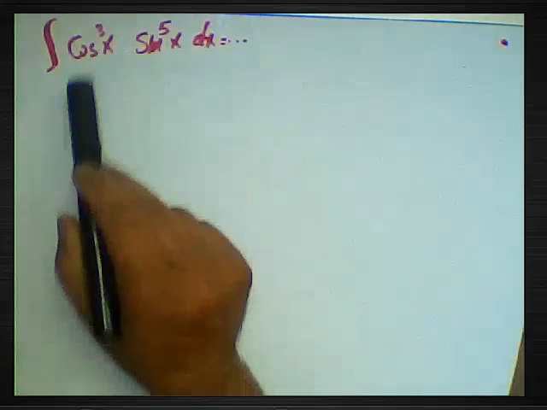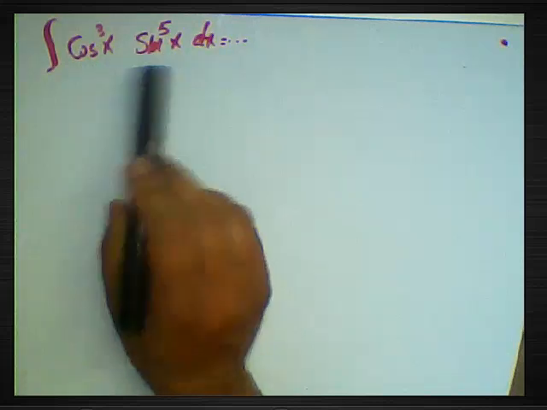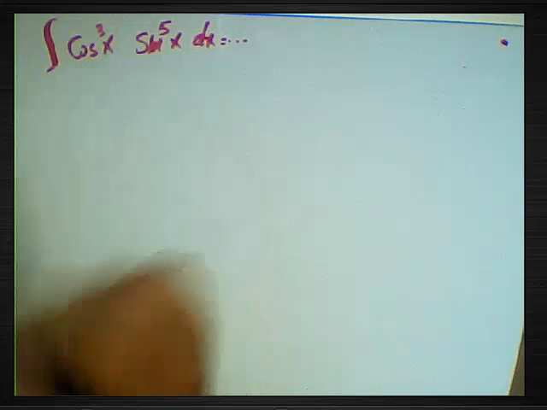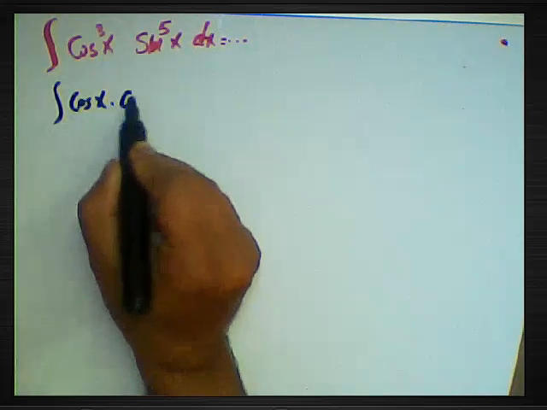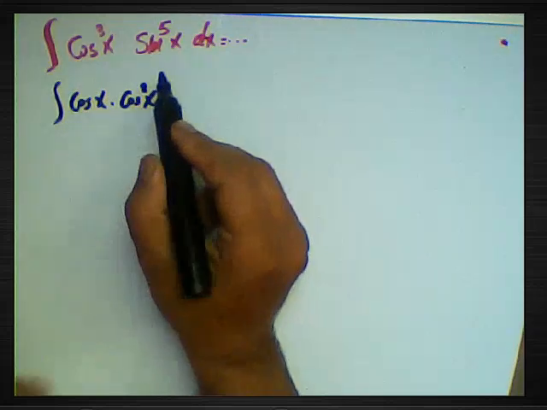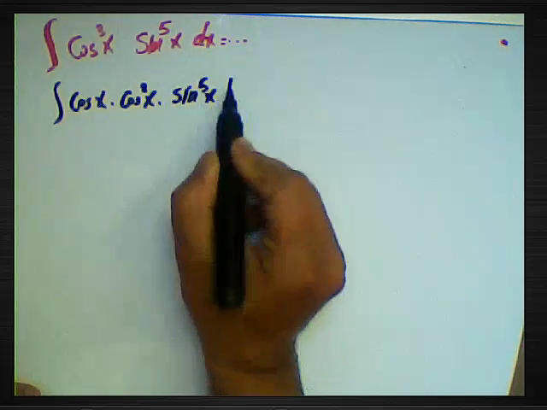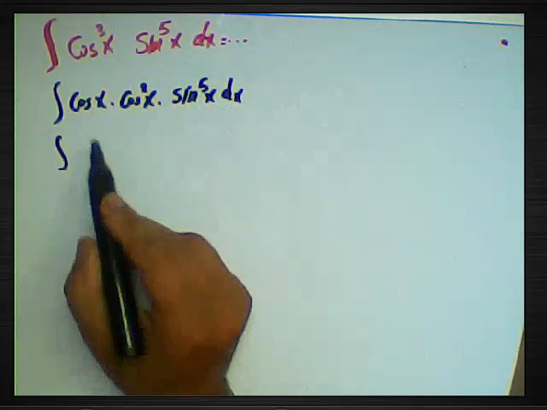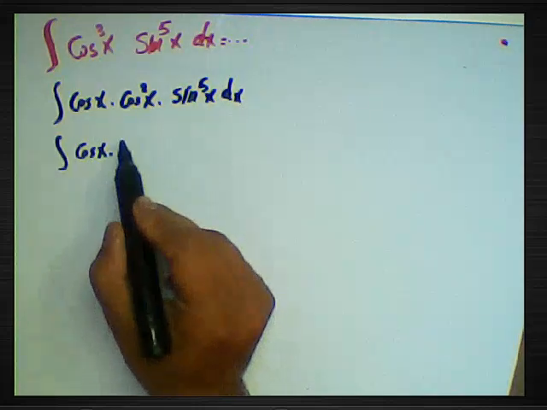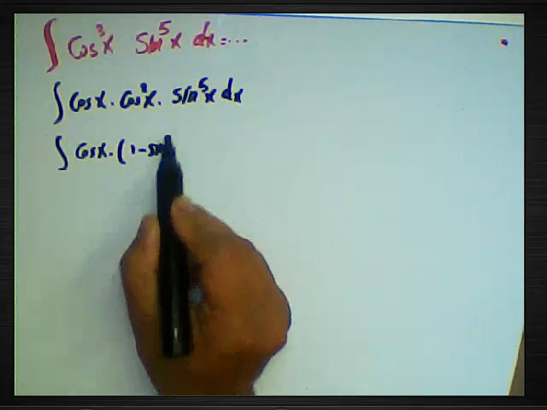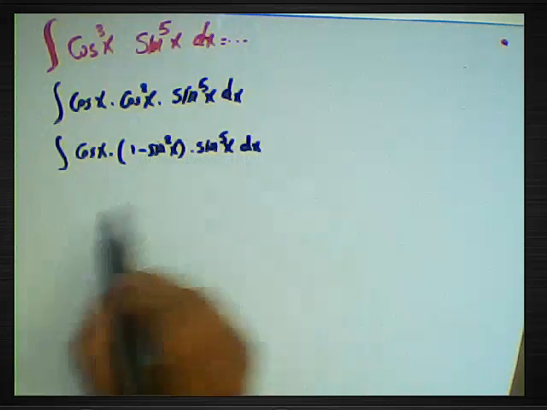Integration of cosine^3 x multiplied by sine^5 x dx. We have two functions here. We can write this as cosine x multiplied by cosine^2 x, with sine^5 x behind it. Then we can write cosine x multiplied by cosine^2 x, which means 1 minus sine^2 x, multiplied by sine^5 x dx.